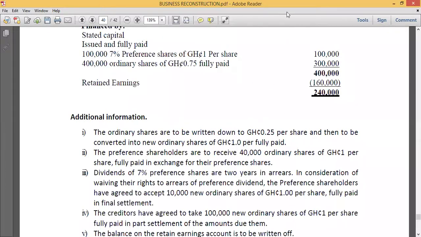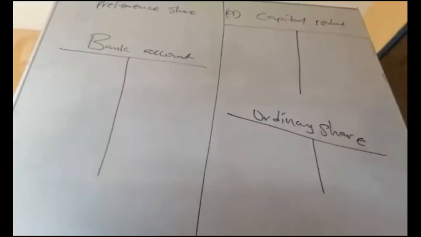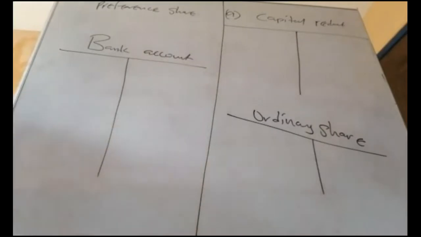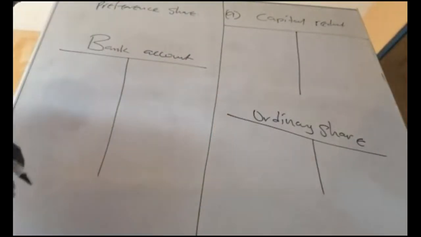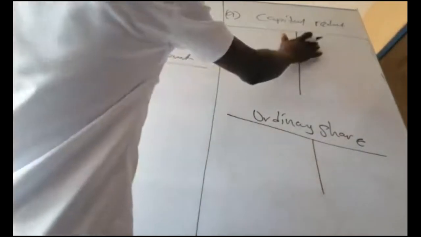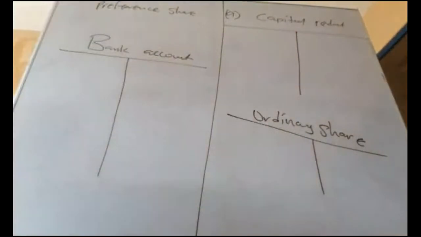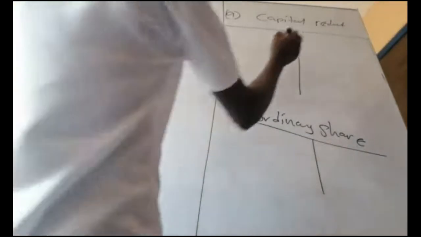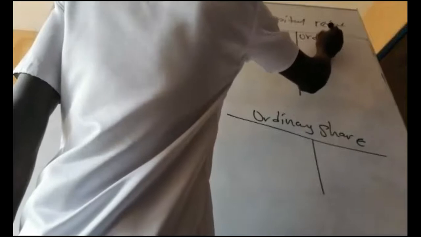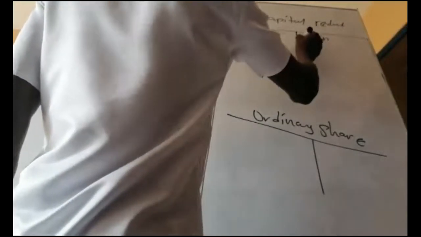So now let's go to the board and see how we perform this calculation. First of all, it means that the ordinary share capital will lose, but it's a gain to the company, which will come to the capital reduction account. So let's see how we will calculate it. It must move from ordinary shares, so we write ordinary shares. Open your bracket nicely.